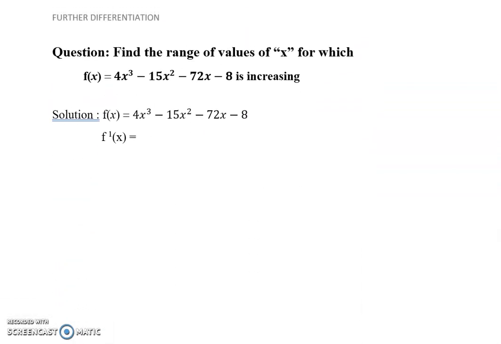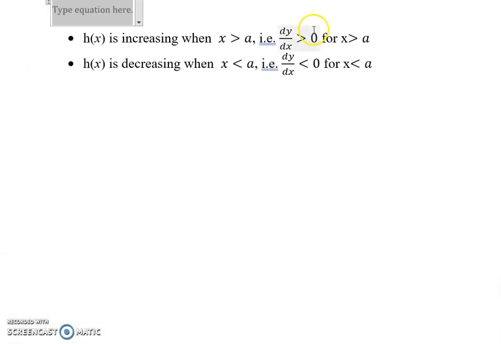Okay, so I would like to solve a simple problem. Find the range of x for which f of x equals 4x cubed minus 15x squared minus 72x minus 8 is increasing. I've already written down the question here. The main typical step we need to take is to differentiate the given function.